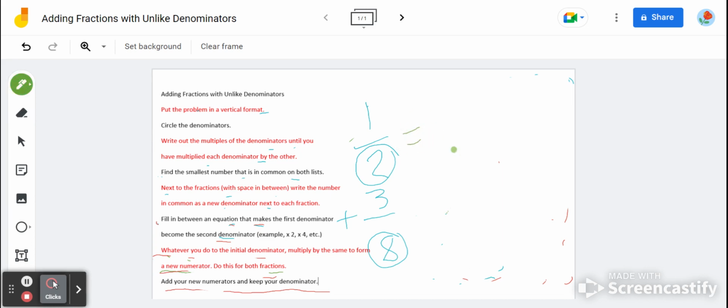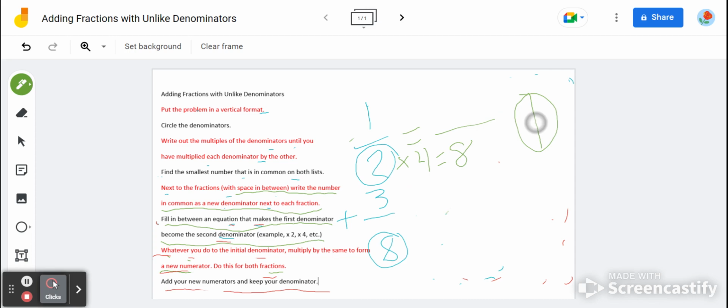So I'm going to put equal, and then I'm going to put 8 next to the fraction with space in between. Write the number and comma as the new denominator. Okay. So now fill in the equation that makes the first denominator become the second one. So what do I do to 2 to make it become 8? I'm going to have to split this half into more pieces for it to become eighths, okay? So to make the 2 an 8, I actually have to times it by 4, and that is true.